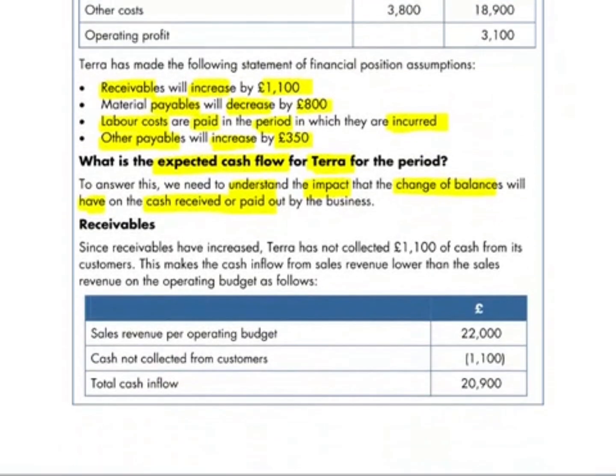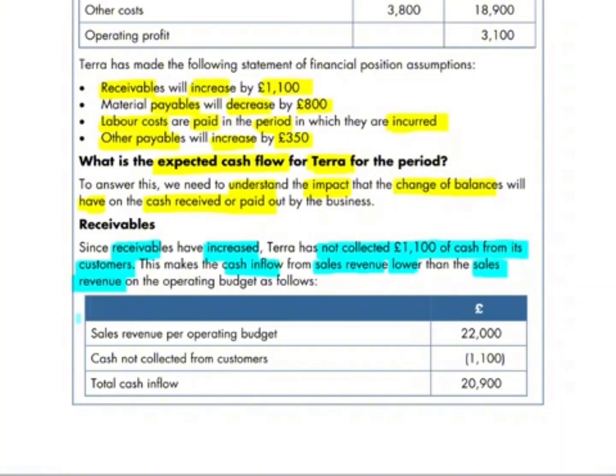So if we take receivables to start with, we are told that receivables have increased. It means, therefore, that we have not collected £1,100 of cash from our customers. It ultimately means that the customers have the benefit in this instance of Terra's cash, and Terra themselves don't. So because of that, the cash inflow from sales revenue is going to be lower than the sales revenue stated on the budgeted operating statement.